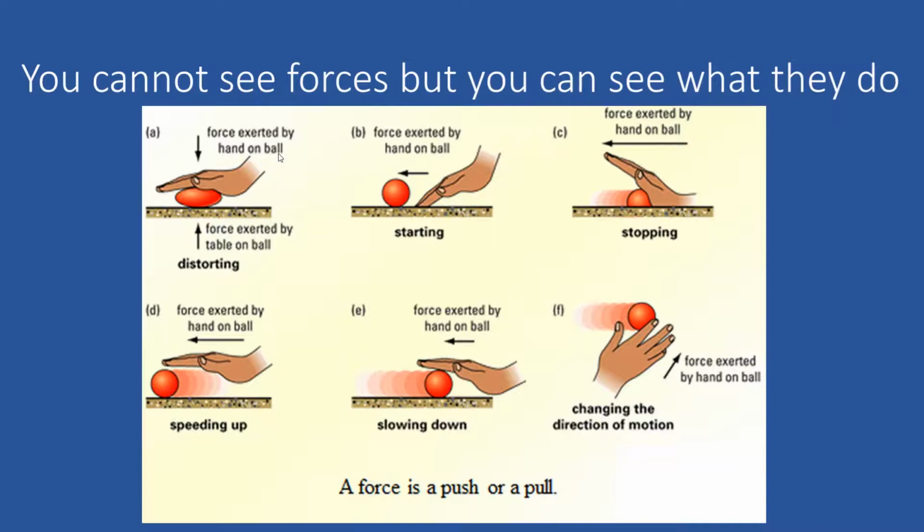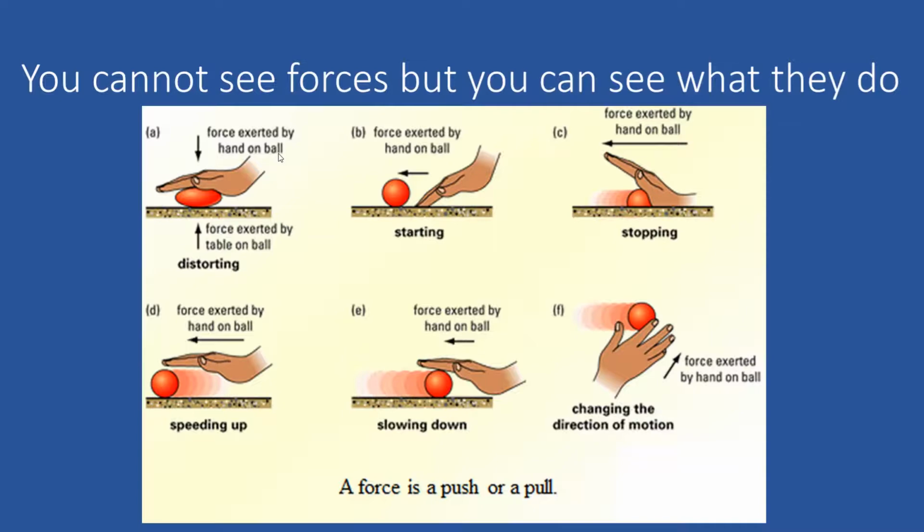Now, changing the direction of motion. For example, Muhammad is a very good football player. He shoots the ball to Ahmad, and Ahmad shoots it towards the goalkeeper. So the ball changed direction, right? When I change the direction of an object, this is also an effect of a force.